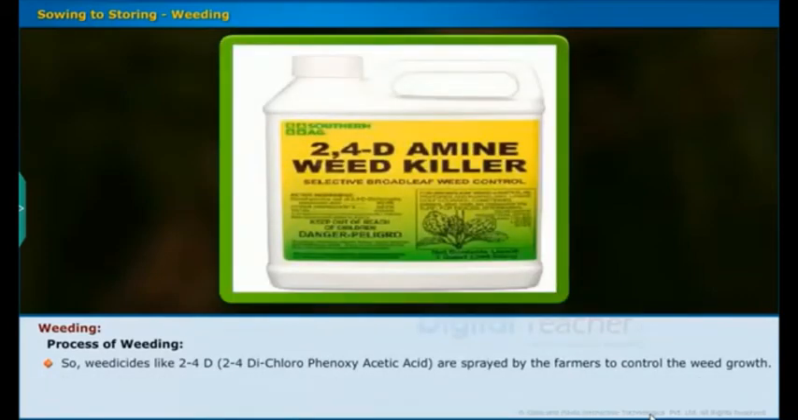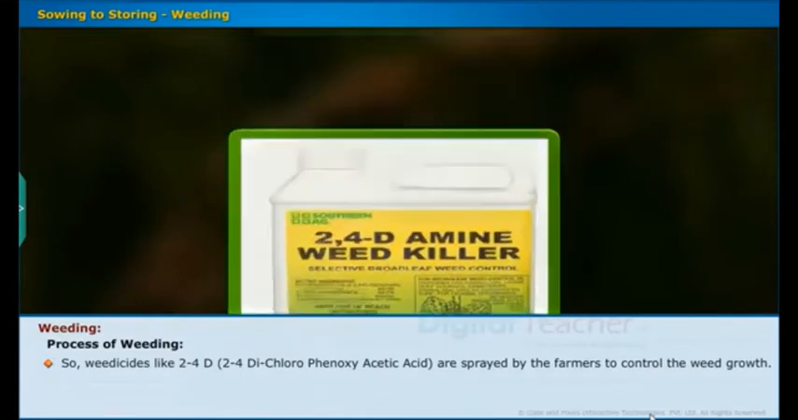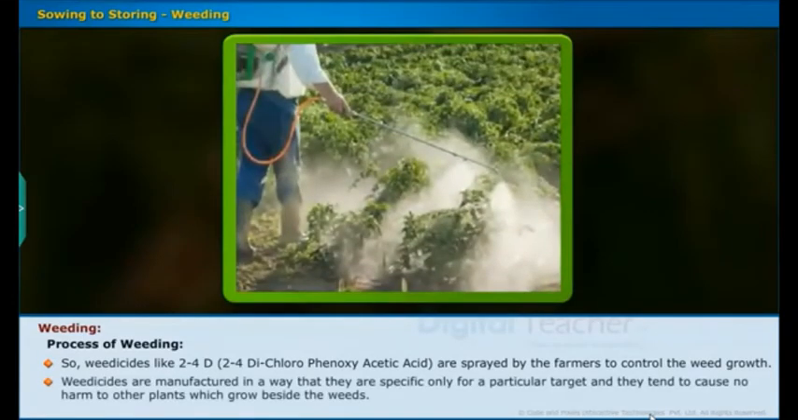So, weedicides like 2,4-D, 2,4-dichlorophenoxyacetic acid are sprayed by the farmers to control the weed growth. Weedicides are manufactured in a way that are specific only for a particular target, and they tend to cause no harm to other plants which grow beside the weeds.